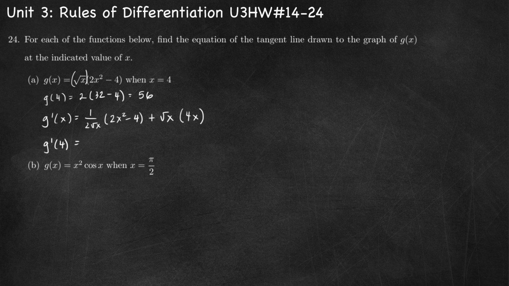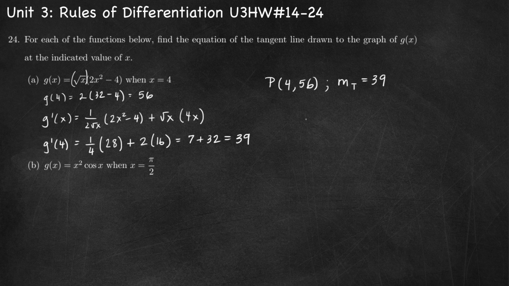So we get 1 over 2 times the square root of 4. That's 1/4. Times 2 times 4 squared, that's 32, minus 4 is 28, plus the square root of 4 times 4 times 4. Okay, so 1/4 times 28 is 7, 2 times 16 is 32, so that's giving me 39. Okay, so the point of tangency is (4, 56), and the slope of my tangent line is 39. So my equation is y minus 56 equals 39 times x minus 4.